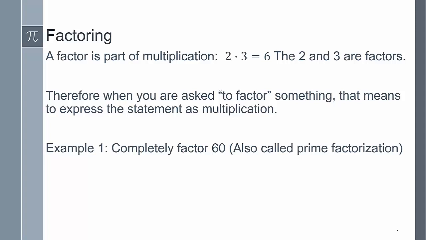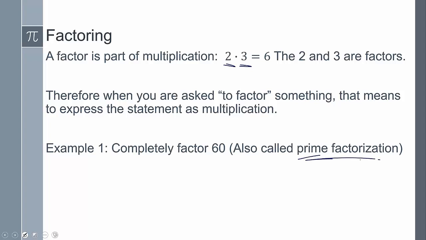So when we factor, let's first understand what that means. A factor is part of multiplication. So in this instance here, it says 2 times 3 equals 6. The 2 and the 3 are factors. So when you are asked to factor something, that means you need to take the statement and express it as multiplication. So in this next piece right here, it says completely factor 60.